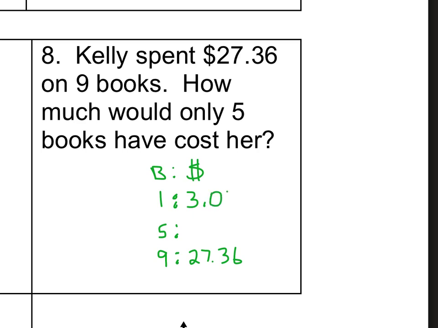So I write my 4 as 4 cents, and that would give me 36 cents if I did that 9 times, and $3 9 times would give me $27. So now I'm just going to do $3.04 times 5, and 5 times 4 is 20, and 3 times 5 is 15. So $15.20 is how much 5 books would cost.